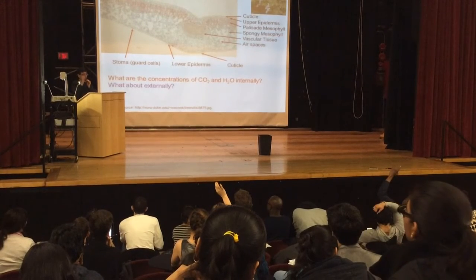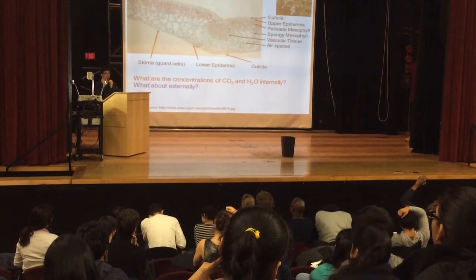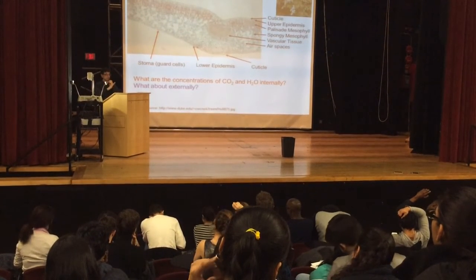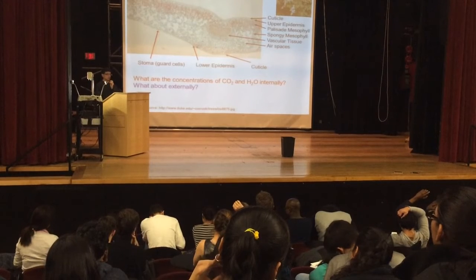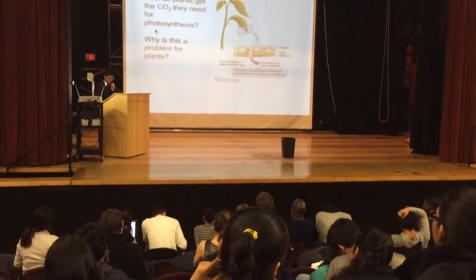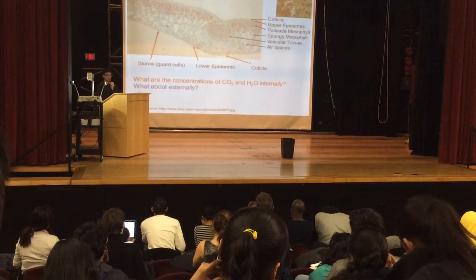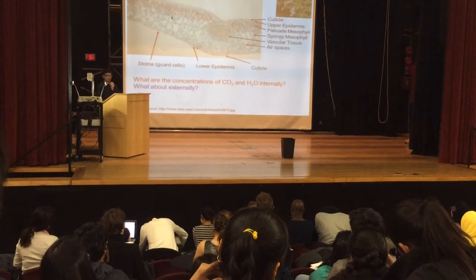You were thinking diffusion, so diffusion goes from high concentration to low concentration. Where do you have high concentration of water vapor? Inside the leaf. Why? Because these cells are 95% water.